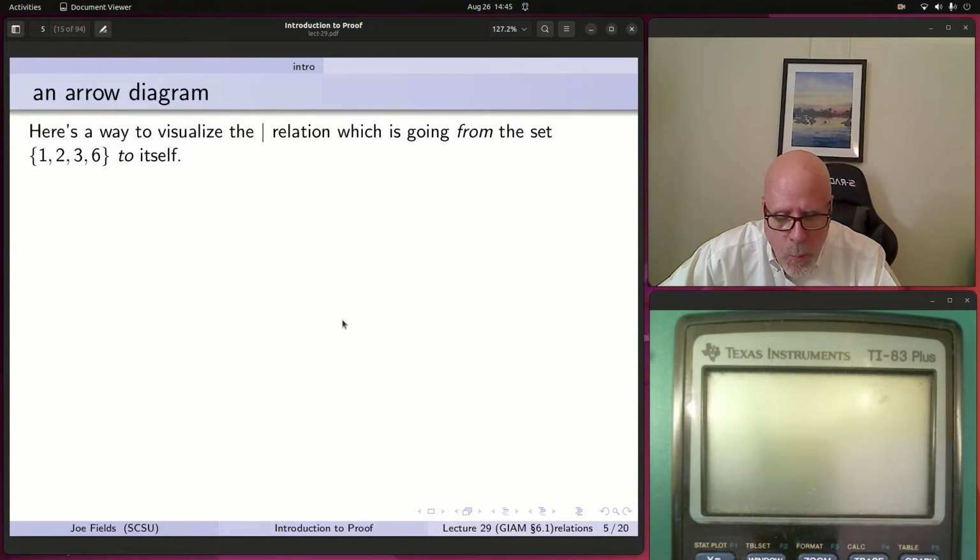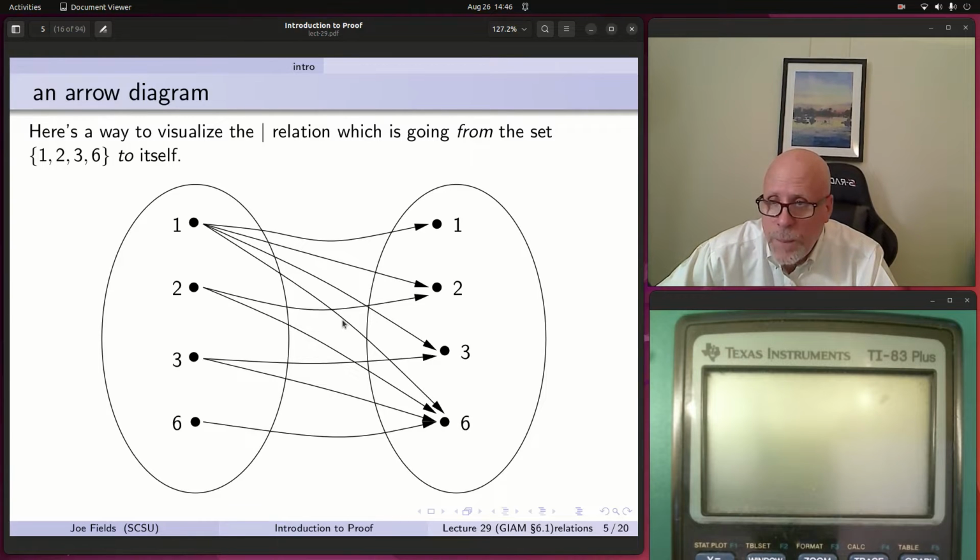Okay, so one of the things I find useful, because personally I have a very visual mind, I like to visualize things. So a good way to think about visualizing relations is to use arrow diagrams. I'm going to show you a visualization for the divisibility relation on the set 1, 2, 3, 6. Notice that terminology I just used, on the set, which means it goes from the set to the same set. That's typically how you discuss things when you're talking about a homogeneous relation.